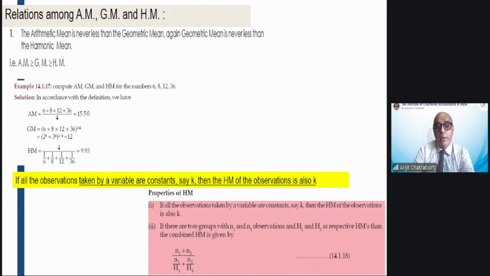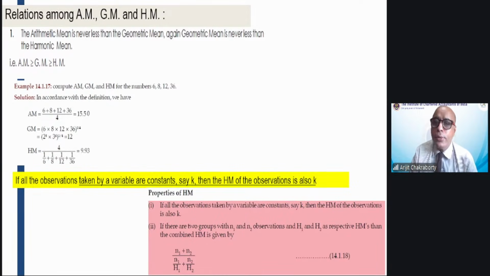And then, as we have seen, if there are 2 groups, so you have 2 groups of data set. And in the first group, there are n1 observations. And in the next group, we have n2 observations. In the first data set, the harmonic mean is h1. And in the second data set, harmonic mean is h2. So what will be the combined harmonic mean? So this will be given.